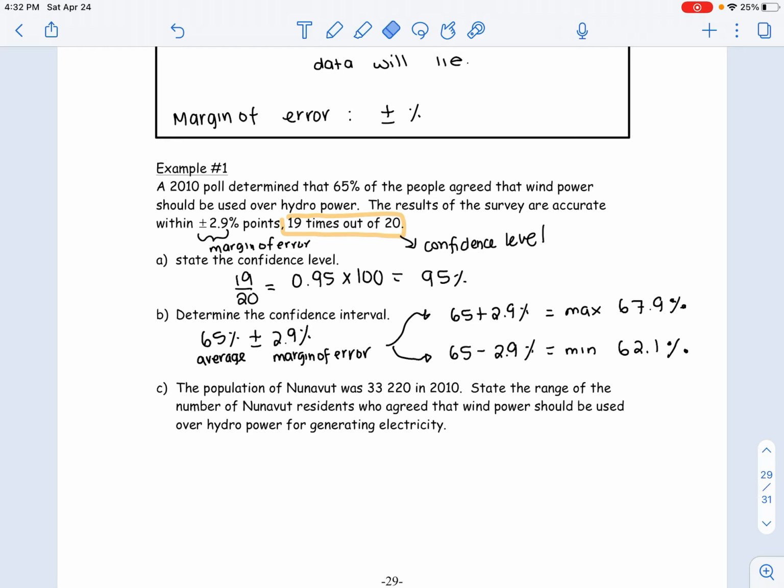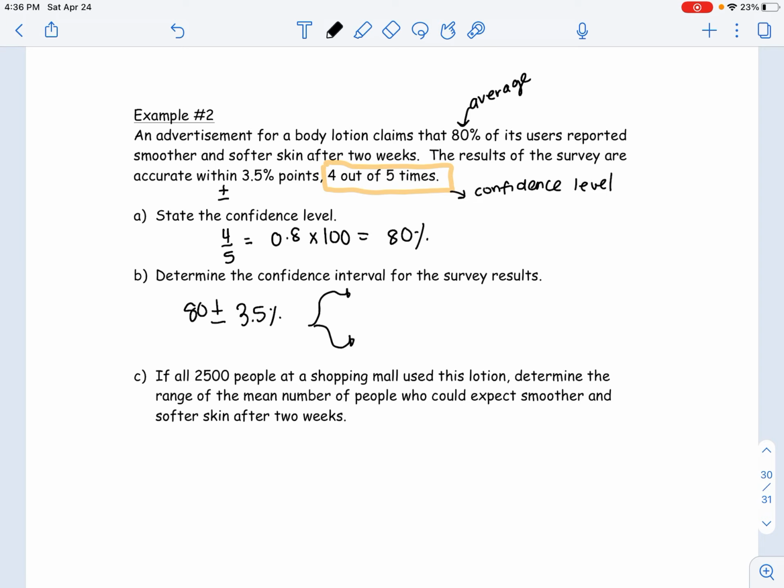Determine the confidence interval for the survey results. So the confidence interval is where we have that max percentage versus min percentage. So we start by writing the average plus minus the margin of error. And then we have to split it up. We have to do it as an interval. So we have to say what's our max and what's our min. The max is when you add the two numbers together. So I added them together and I got this. And then you're going to subtract the two numbers to get the minimum.